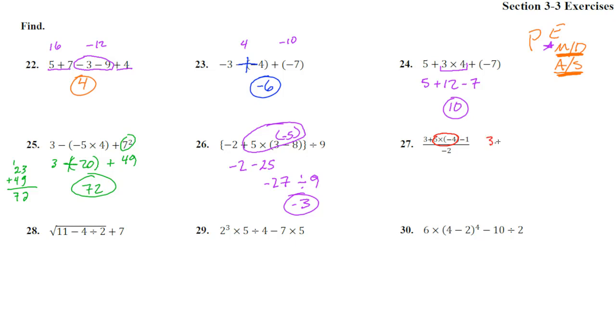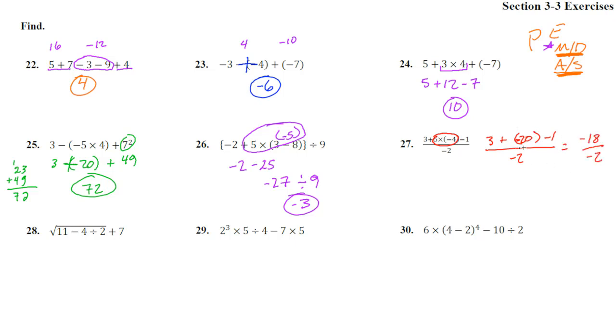So this is 3 plus a negative 20 minus a 1. So here are the negatives. So you can do 3 plus a negative 20, which is negative 17. Minus 1 would be a negative 18. So this is negative 18 over a negative 2.